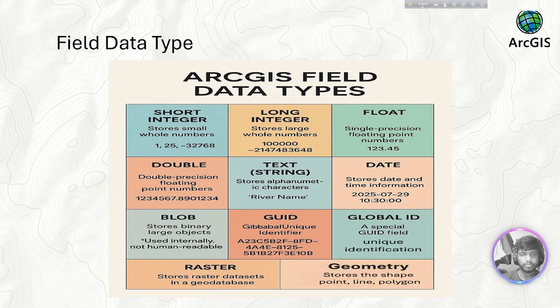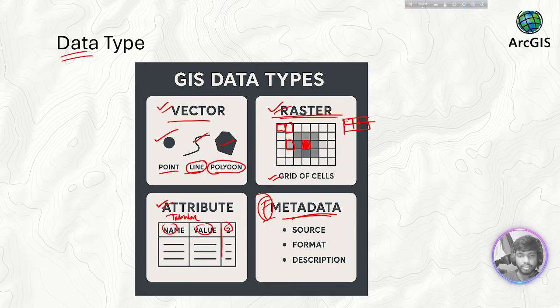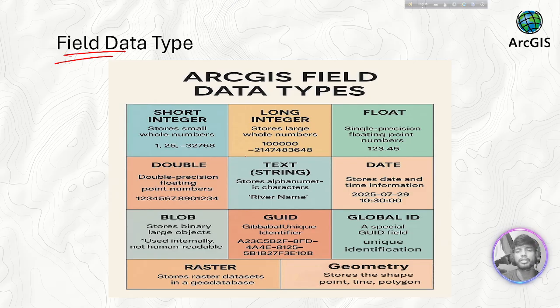Next is the field data type. Field data type means there is an attribute table, and the column is called the field. This field data type is another data type here. It can be a short integer, which means only integer values, 1, 2, 3, 4, 5, like that.